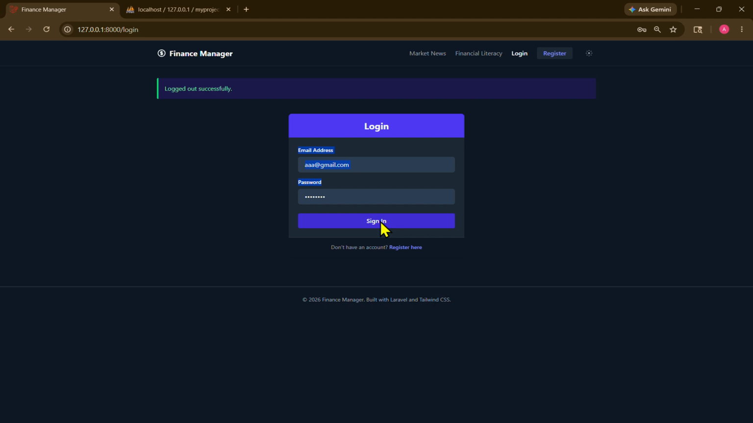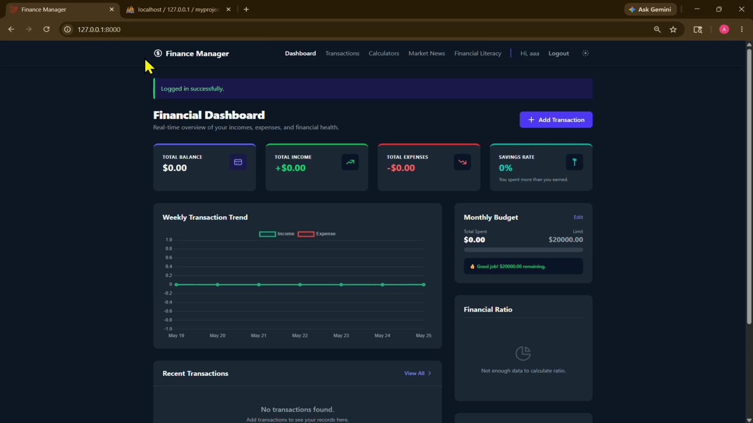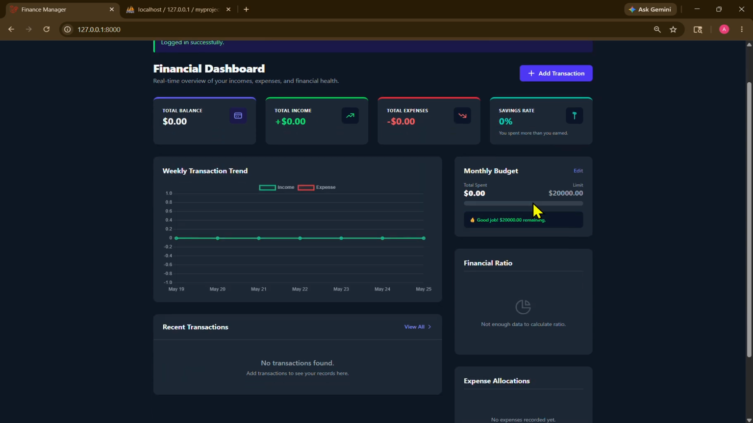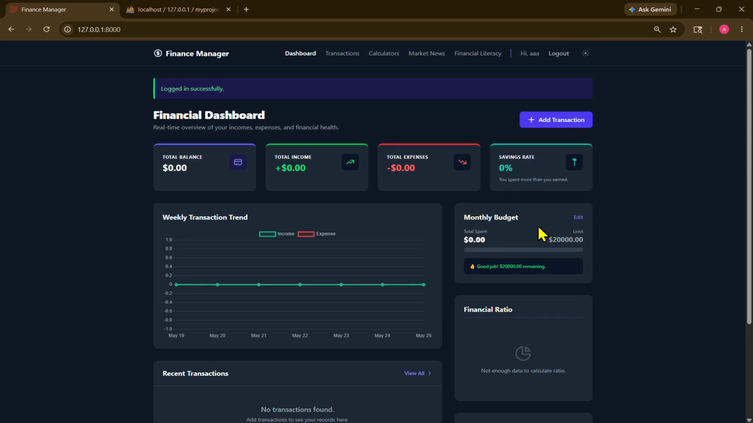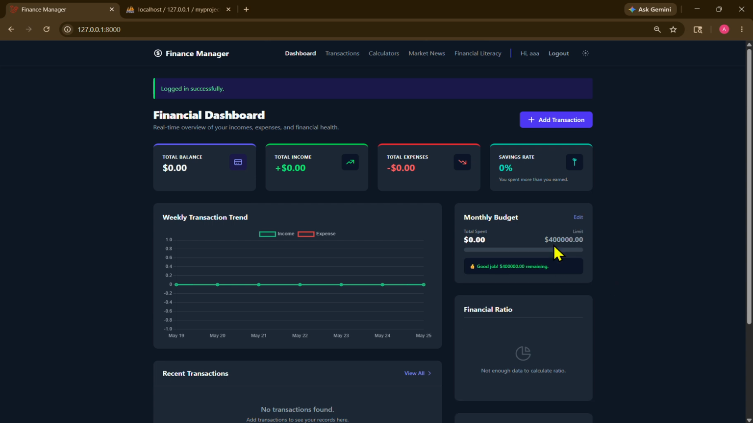So let's sign in. As we have signed in, there are various things. This is basically the financial dashboard of our website, where we can see our total balance, total income, total expenses, and our saving rate. Let us understand how it works. First, we can decide our monthly budget here. Suppose a person has an income of 50,000 and wants to spend about 40,000 on a regular basis. So let's put that in as the budget for our monthly income.